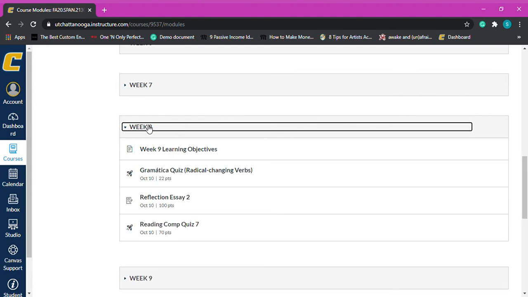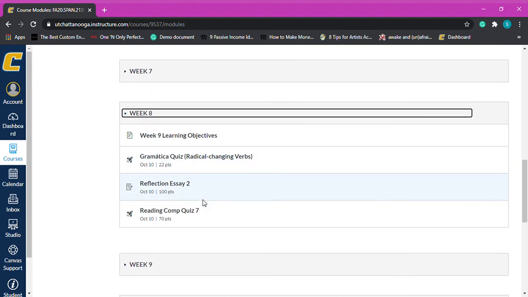For week 8, we are supposed to pick out plot images by the author in La Noche Boca Arriba. And then we have another grammar quiz. And then we have one more essay.